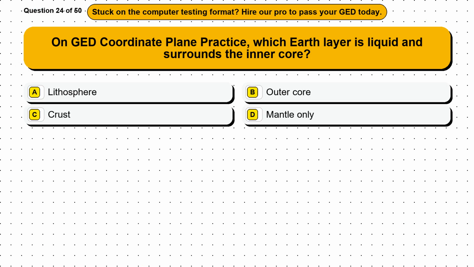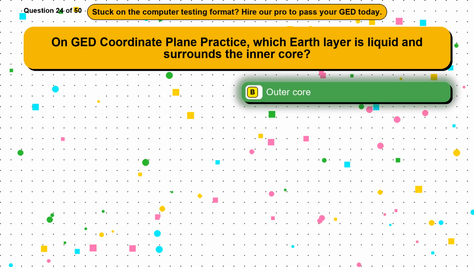Question 24. On GED Coordinate Plane Practice, which earth layer is liquid and surrounds the inner core? Option A lithosphere. Option B outer core. Option C crust. Option D mantle only. The correct answer is option B.